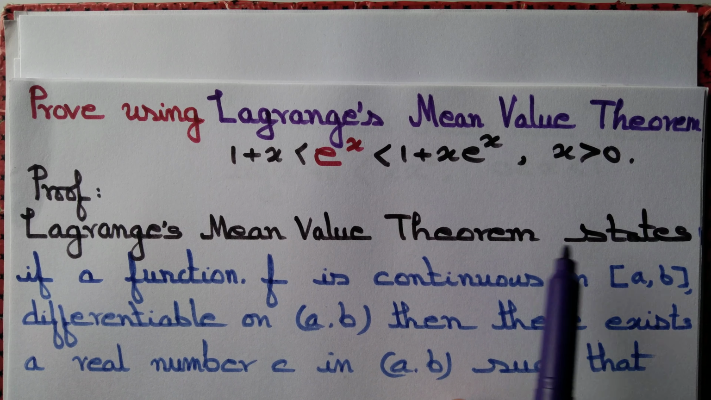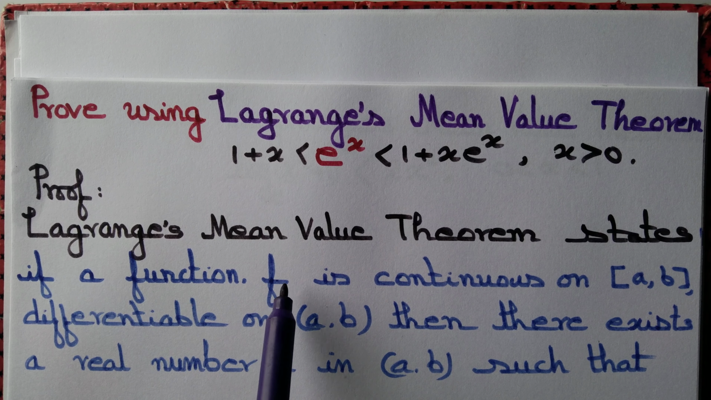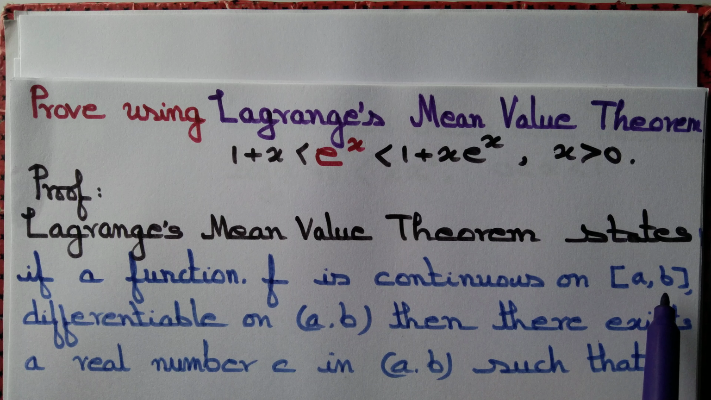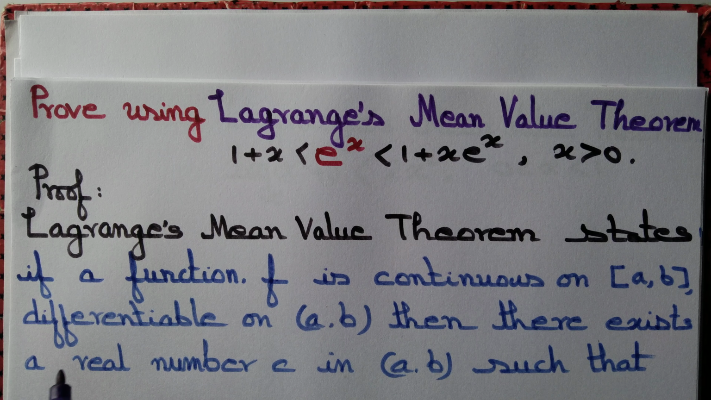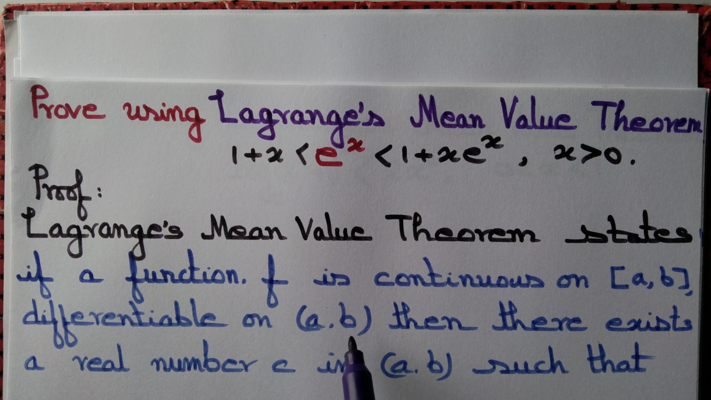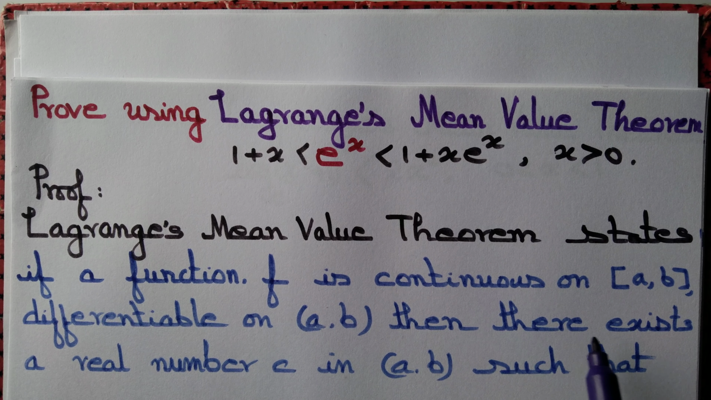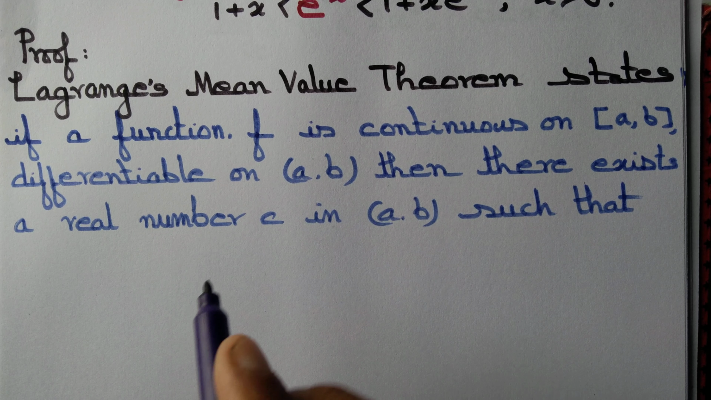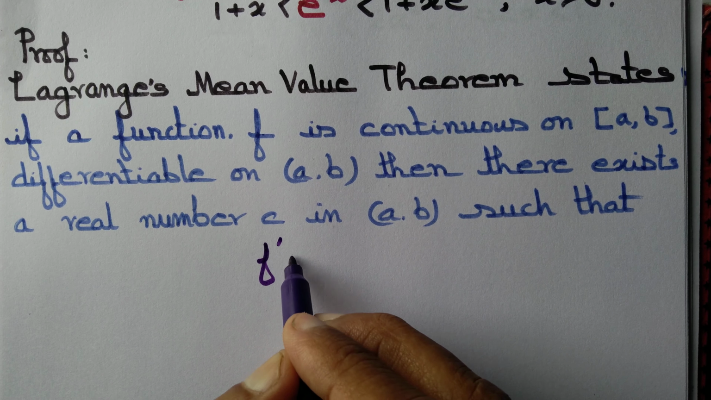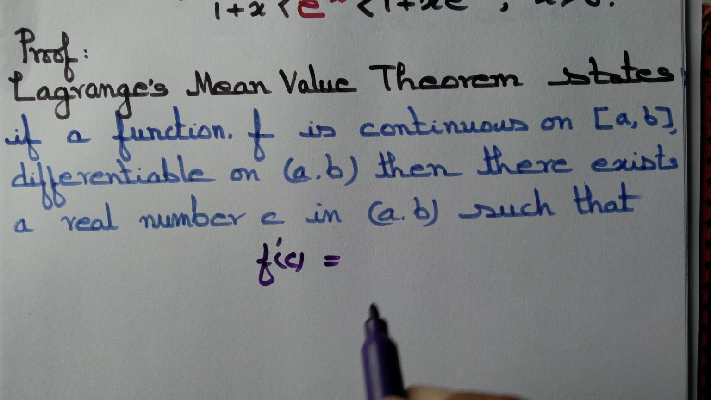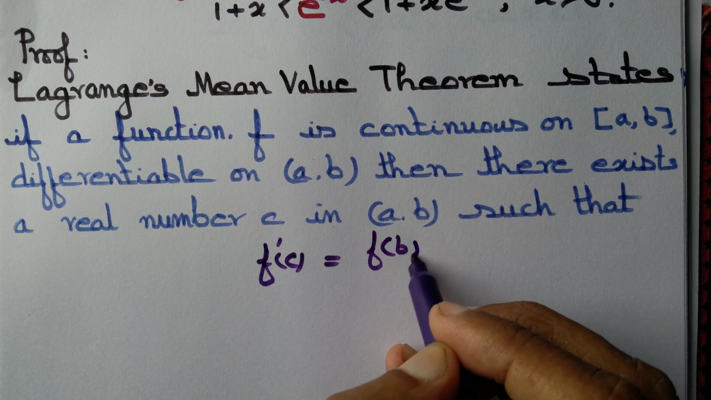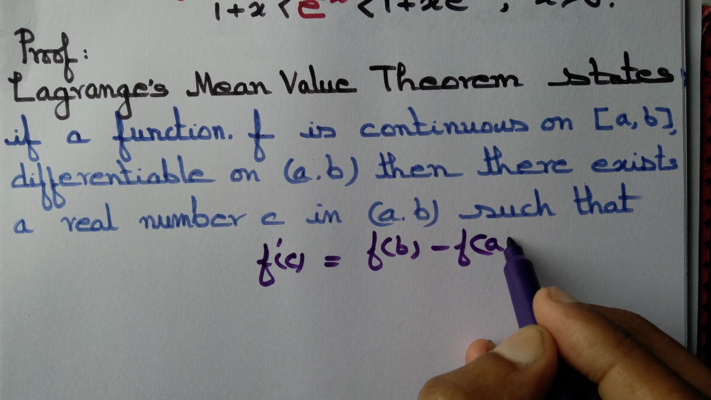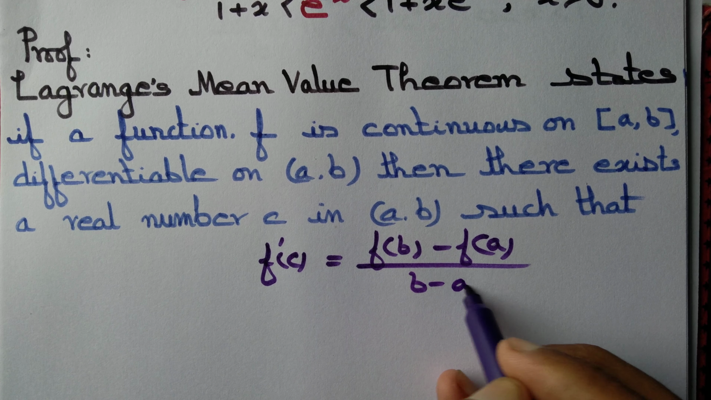Lagrange mean value theorem states that if a function f is continuous on the closed interval [a, b] and differentiable in the open interval (a, b), then there exists a real number c in the open interval (a, b) such that f'(c) = (f(b) - f(a)) / (b - a).